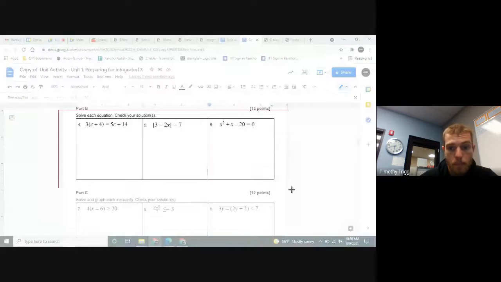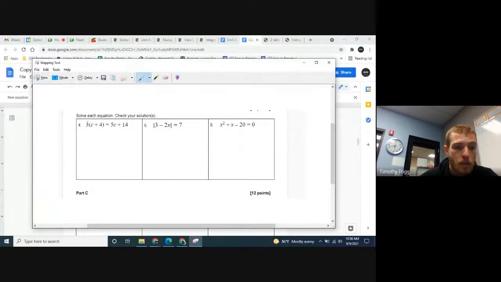The first thing I would do for number 4 is distribute this 3. So 3 times c and then 3 times 4. So that's 3c plus 12. And again, you can do this work on another sheet of paper and then transfer your work over to this if you want. The right side of the equation, we'll just rewrite it for now.